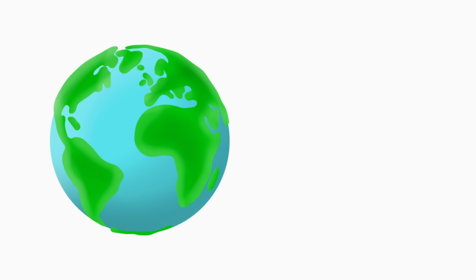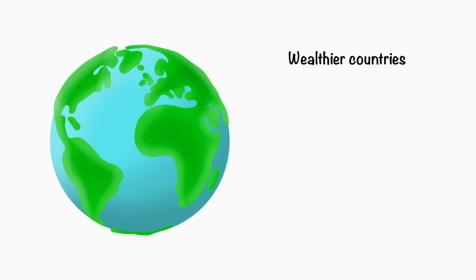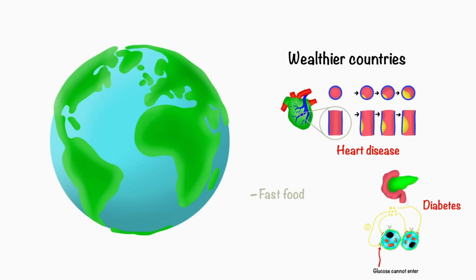Let's look at the global, national, and local levels. Globally, in wealthier countries, people tend to have more non communicable diseases like heart disease and diabetes. This is often because people can afford fast food, have more sedentary jobs, and drive rather than walk. In less developed countries, people might have different health problems, though non communicable diseases are increasing there too.